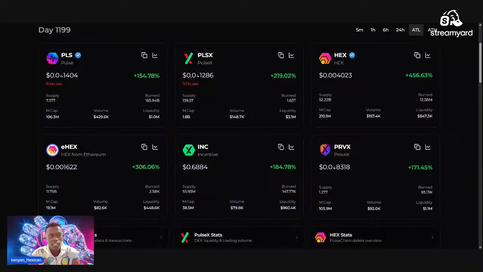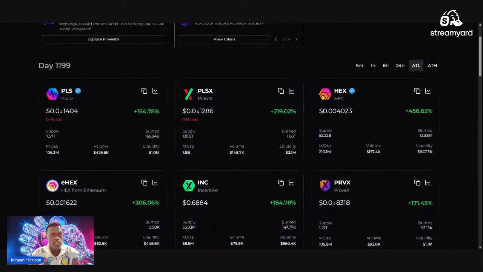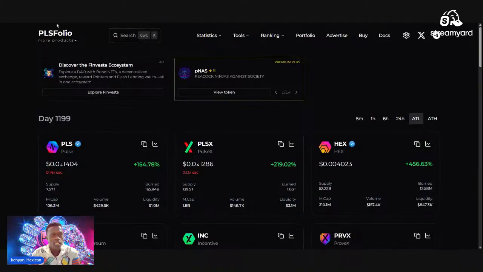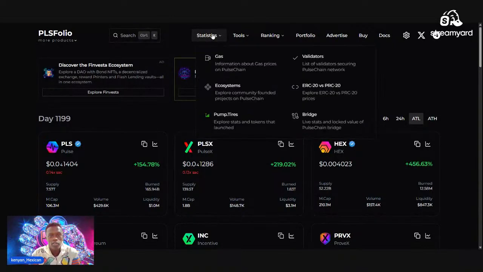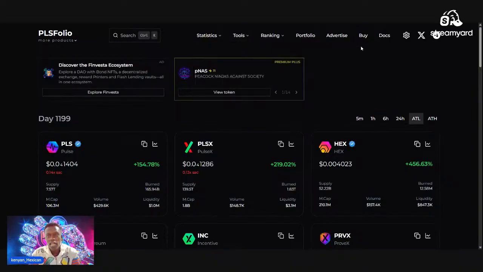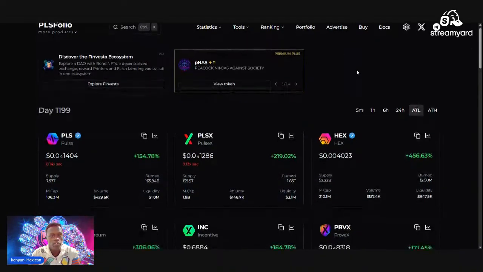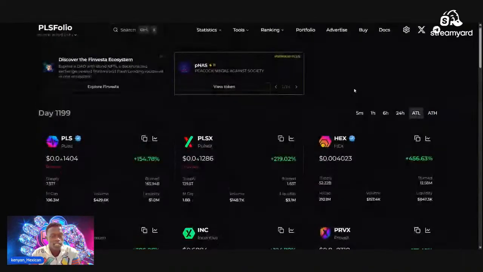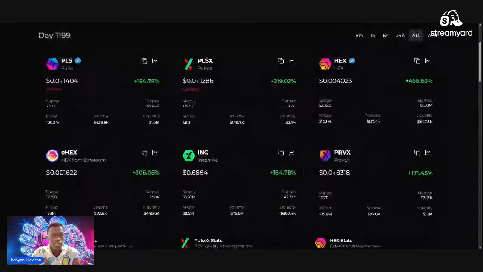So we are at day 1199 since PulseChain was launched, and these are the main core coins that we have. If you want to visit this site, it's plsfolio.com, and you'll be able to see these analytics and get the statistics. You'll be able to interact with a lot of tools, like the multi charts, and also track your portfolio. These are the basic analytics that we have on this site.